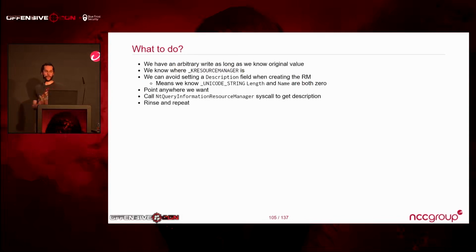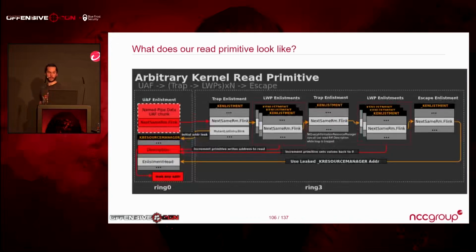And so the idea is we can use the syscall to read the description from user mode, after overwriting the pointer and the length. And we can repeat that because we knew the previous value we overwrote in the first place, so we can just rinse and repeat. So this gives us an arbitrary read primitive.